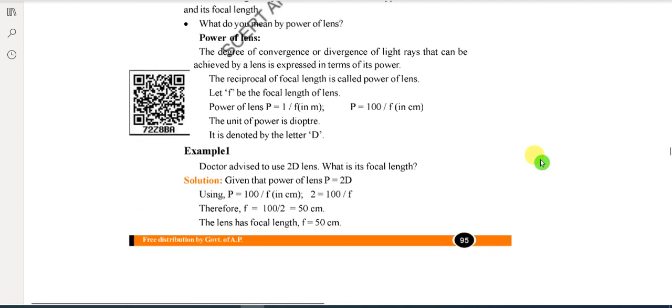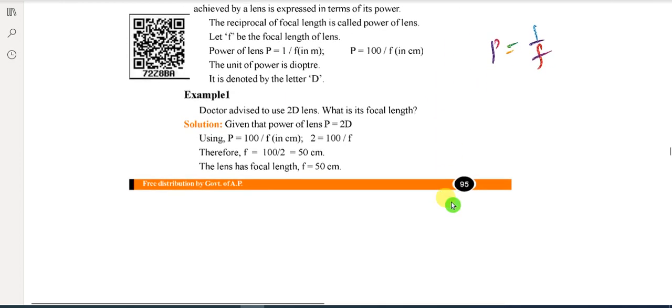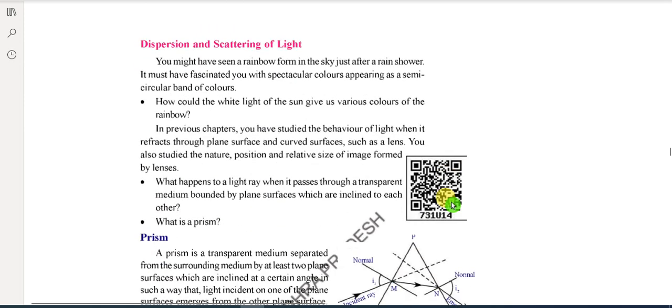Next, power of lens. So power of lens P is equal to 1 by f. P is equal to 1 by f, and unit D also, plus D or minus D also.